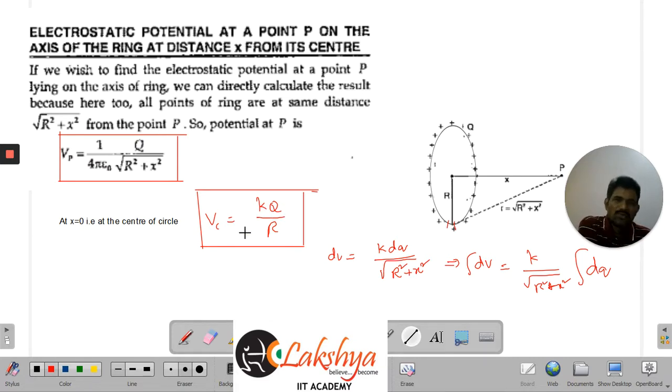Now with the help of this potential due to the circular ring, we can calculate the potential due to the disk. This derivation is also similar to our previous derivations. So let us see how to derive that. Now I am going to the disk.